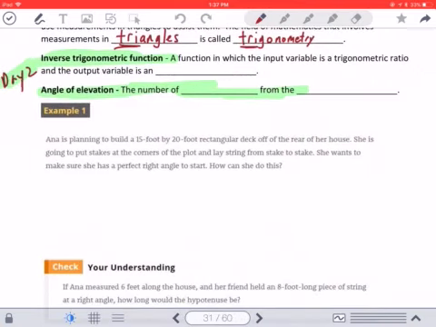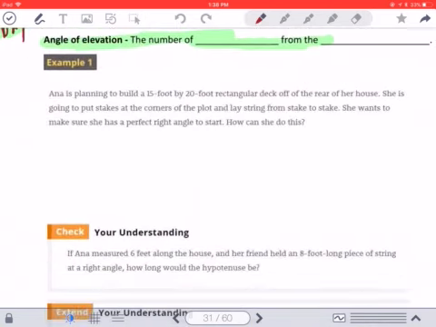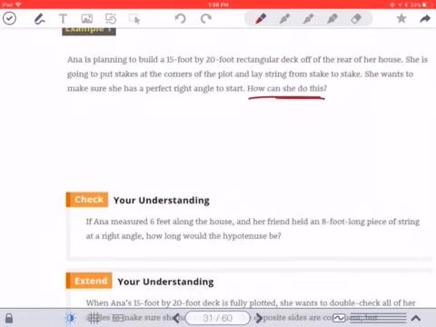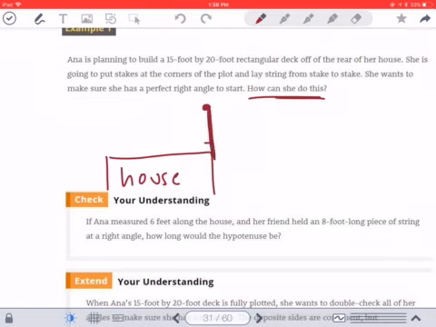So example number 1. Anna is planning to build a 15-foot by 20-foot rectangular deck off the rear of her house. She is going to put stakes at the corners of the plot and lay string from stake to stake. She wants to make sure that she has a perfect right angle to start. How can she do this? It seems relatively easy. So this is the house, and she wants to lay stakes, it says, at the corners of the plot. So maybe she'd put a stake right here. But how do you know that this is exactly a right angle? Maybe she walks slightly this way and puts a stake here, or slightly this way and puts a stake here.